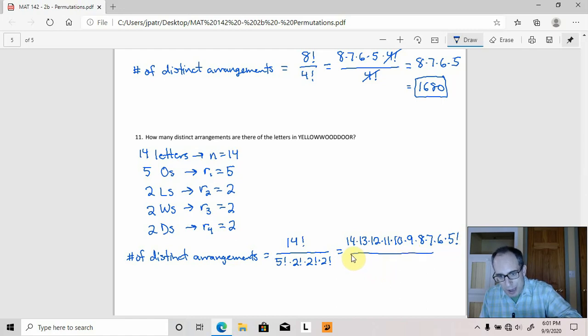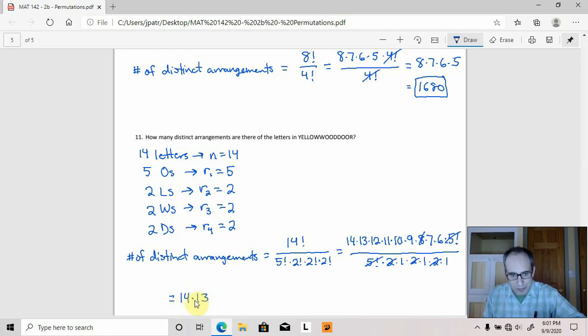And then on the bottom, we're going to have the 5 factorial times, I guess I might as well expand these, 2 times 1 times 2 times 1 times 2 times 1 for those 3, 2 factorials. So yeah, we're going to cancel out those 5 factorials. 2 times 2 times 2 is 8. So I guess maybe that's the easiest thing I could do here. And just say that's an 8, so it cancels with that 8. And so what we're going to end up with is 14 times 13 times 12 times 11 times 10 times 9 times 7, right? Because we canceled that 8 out, and then times 6.